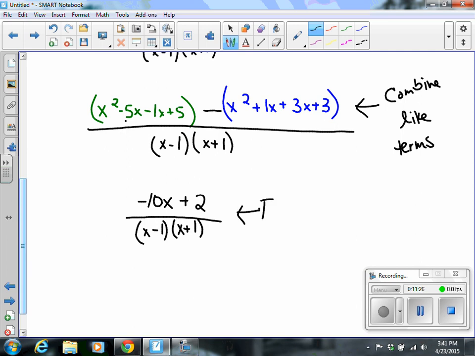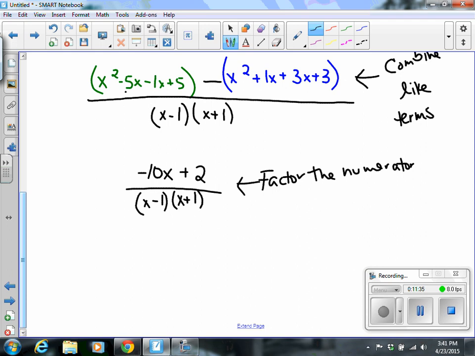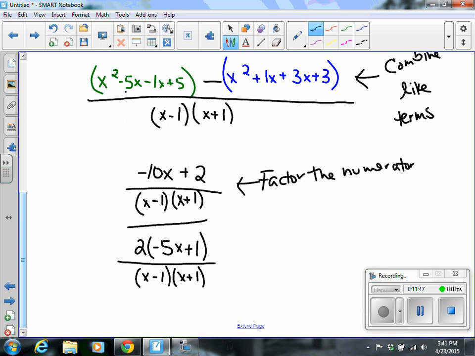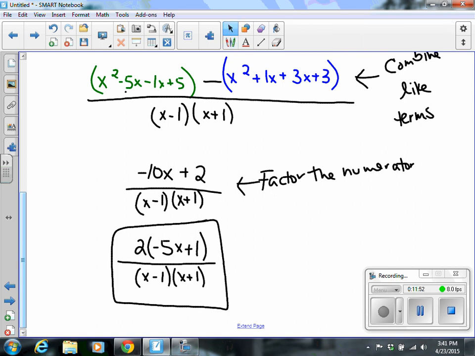I'm going to factor the top in case something would cancel. I can factor out that 2, and I do not have anything that cancels. This right here is my final answer. I know this takes a while. Okay, you won't have very many that are like this, but you need to know how to do this.